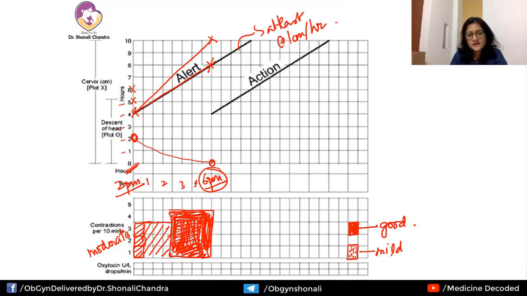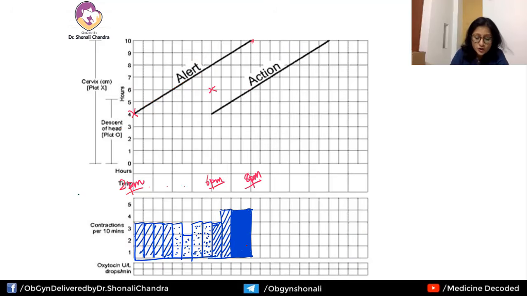Now I will change the scenario a little bit. Let's say that at 2 p.m. she was 4 centimeters dilated. We are seeing that she's getting moderate contractions here. And at 6 p.m. when I repeated the PV, I find that she is only 6 centimeters dilated. So what has happened? The alert line has gotten crossed. Now, why is she progressing slowly?